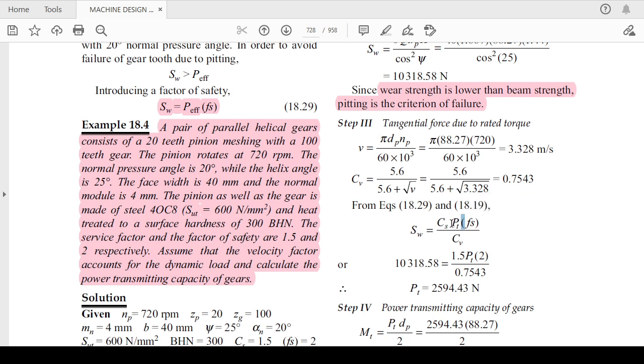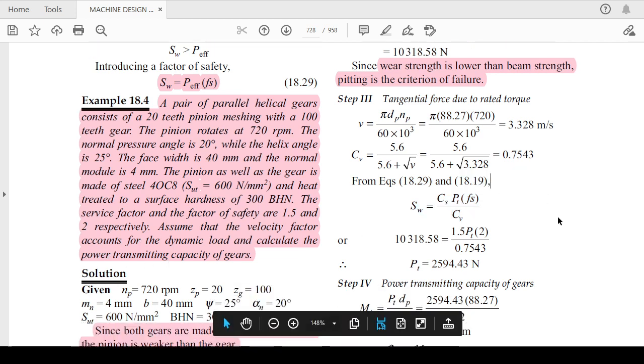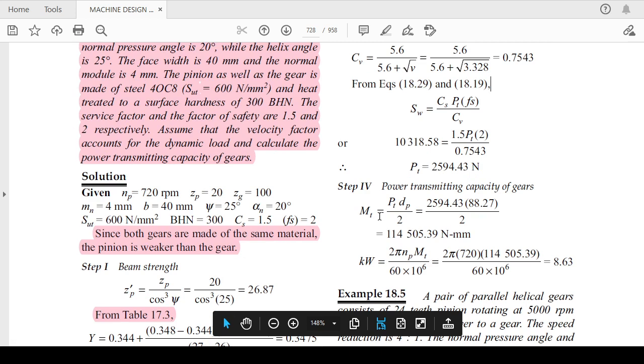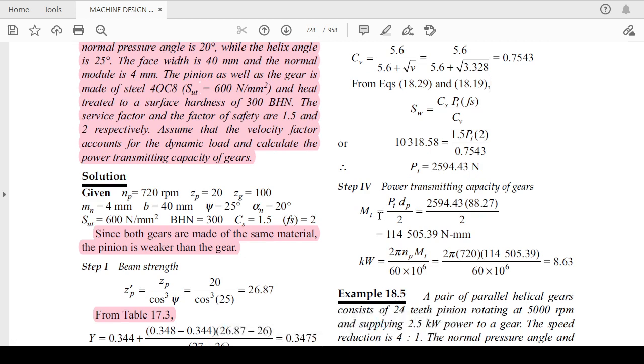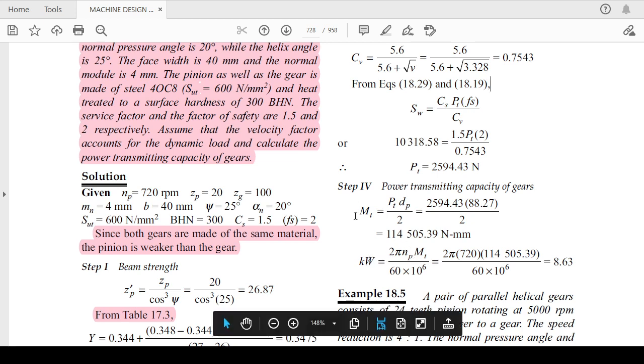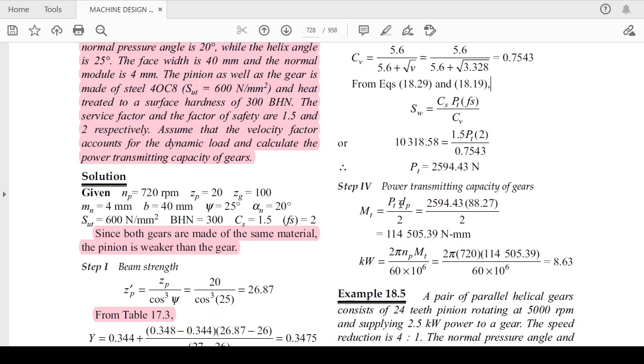Because in the question they have asked you to calculate the value of power transmission. For the power transmission you have to know the torque transmitted, because power is totally dependent on the torque. If you are able to calculate the torque transmitted, you can calculate the value of power. But for calculation of torque you should know the value of the tangential load. So that's why you are calculating the tangential load with the help of this beam strength formula.